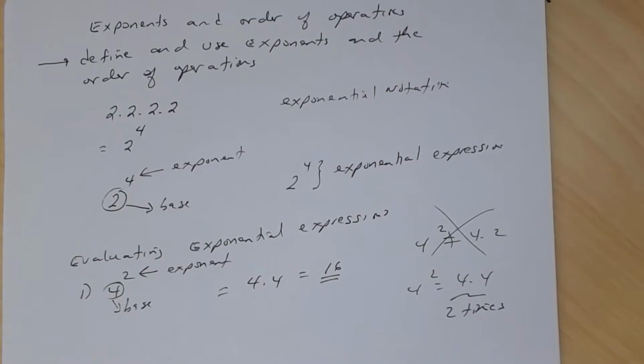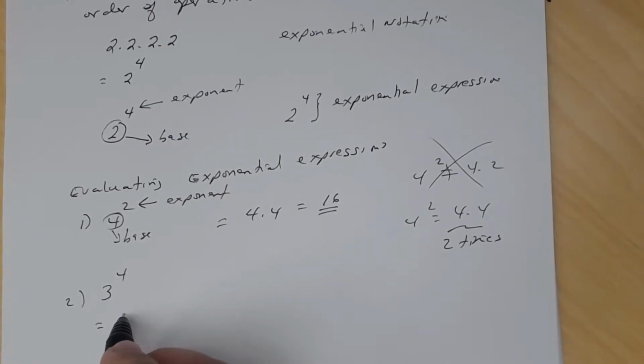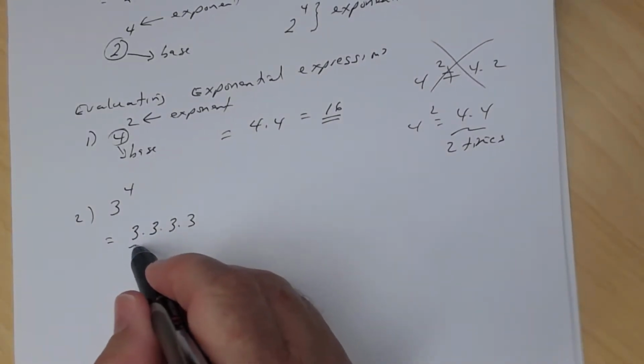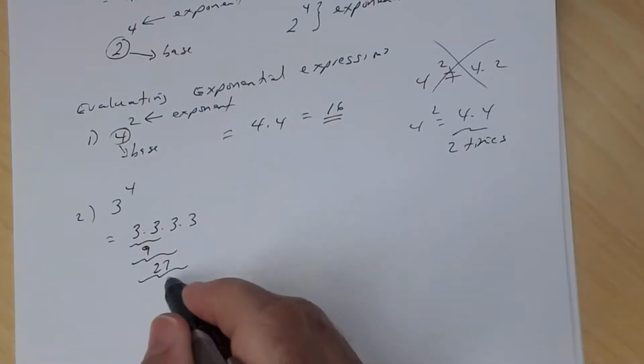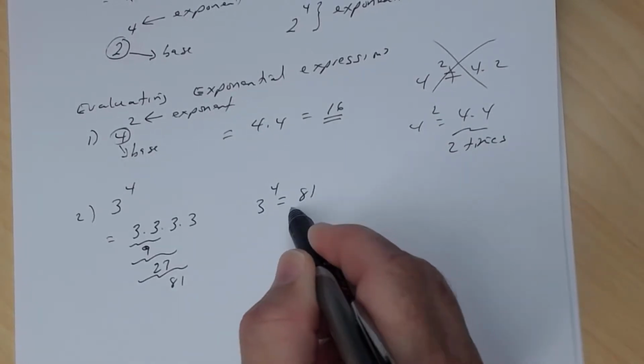Okay? All right. Number 2, suppose we had 3 to the 4th power. Remember your base is 3 and your exponent is 4. So that means 3 is going to occur as a factor 4 times. So 3 times 3 times 3 times 3. When I multiply this out, 3 times 3 is 9, 9 times 3 is 27, and 27 times 3 is 81. So 3 to the 4th is going to equal 81. There's your answer.